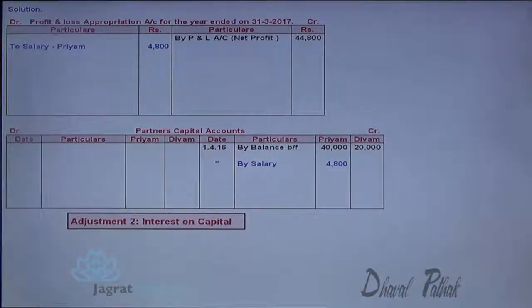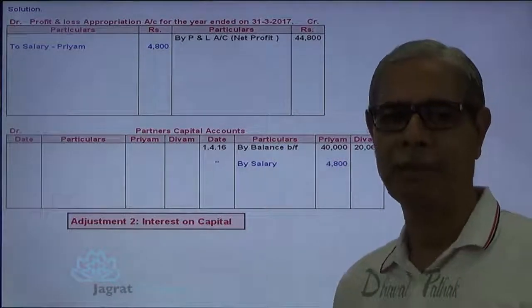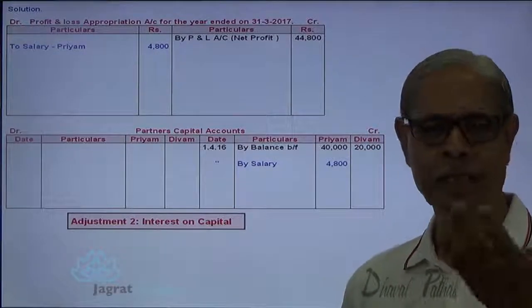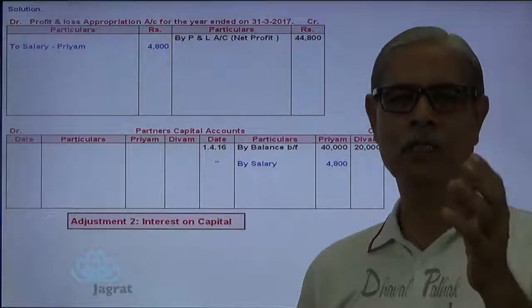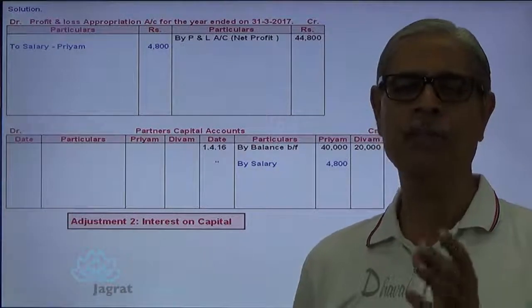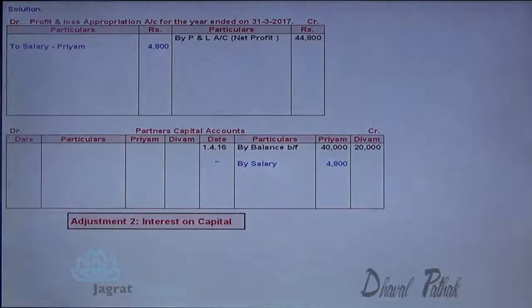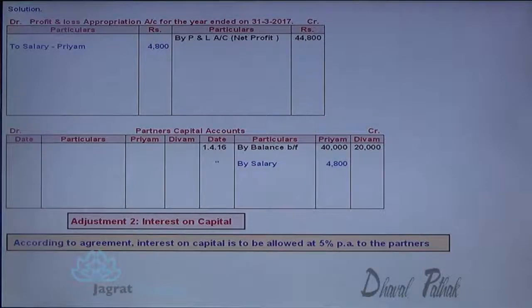The second one, interest on capital. Interest on capital is to be paid on the opening balance of partners' capital account. If partners have introduced additional capital during the year, the interest on capital will be calculated on additional capital for the time during which the capital was applied in the business. So here there is no additional capital. So interest on capital will be calculated on the opening balance at the rate of 5%.